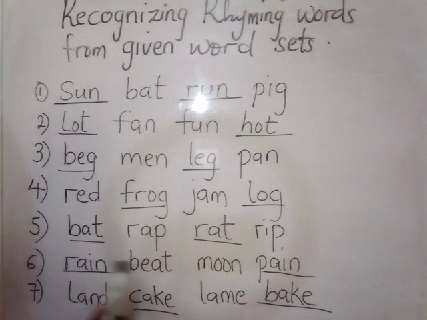Here next we have rain, beat, moon, pain. Among these four words, rain and pain end alike. So those are rhyming words. And the last set here, land, cake, lame, bake. We find that cake and bake are the two words that have a similar ending sound.